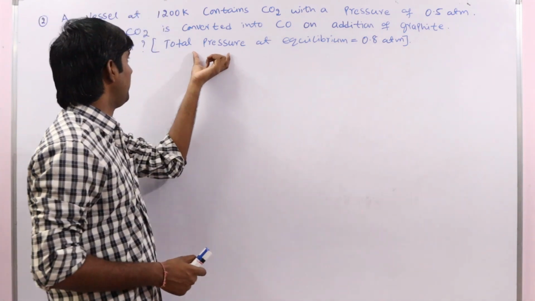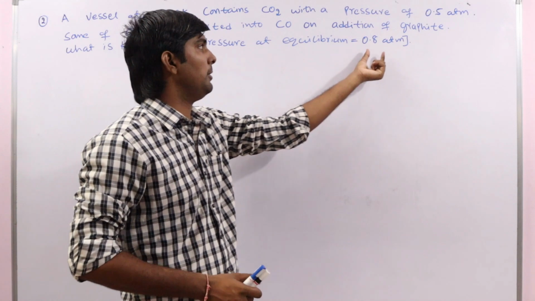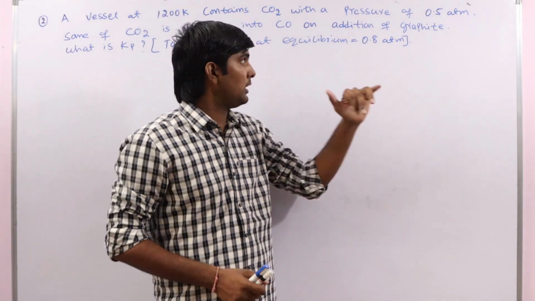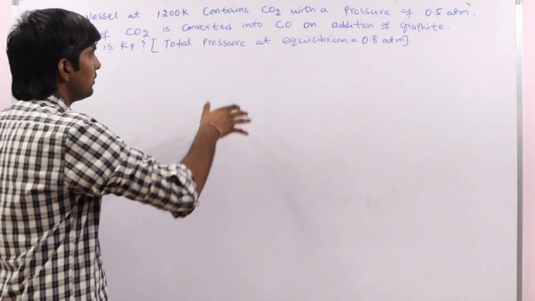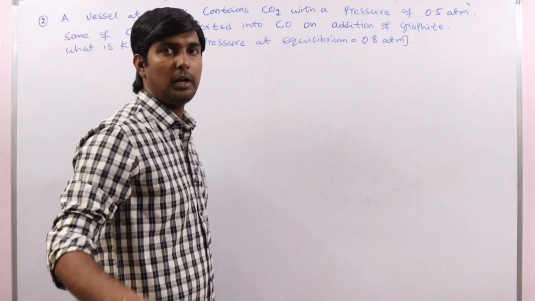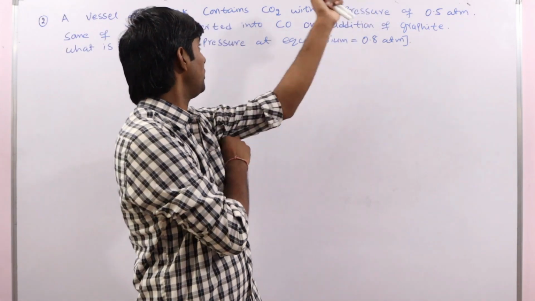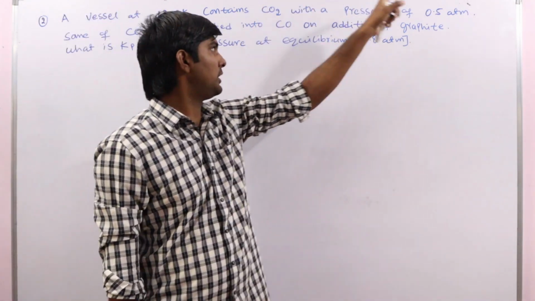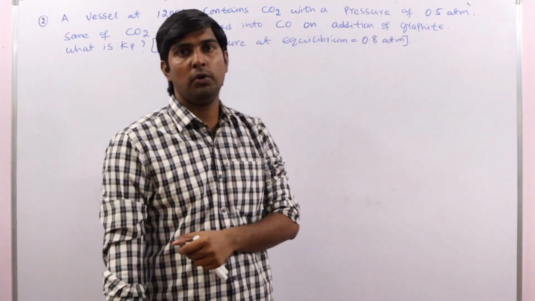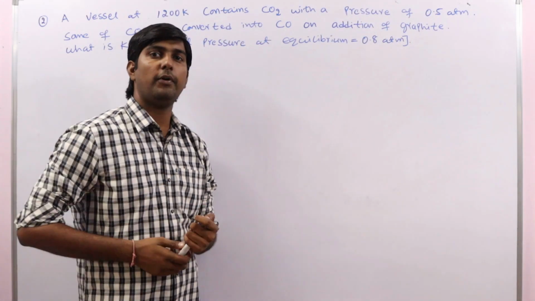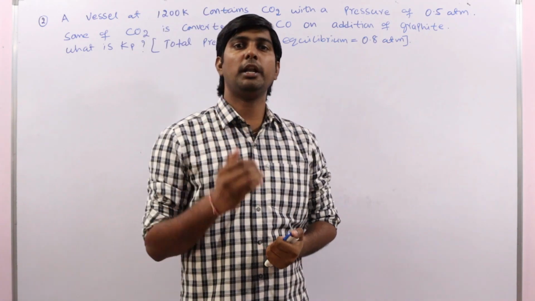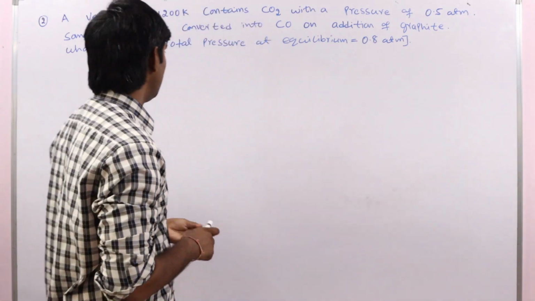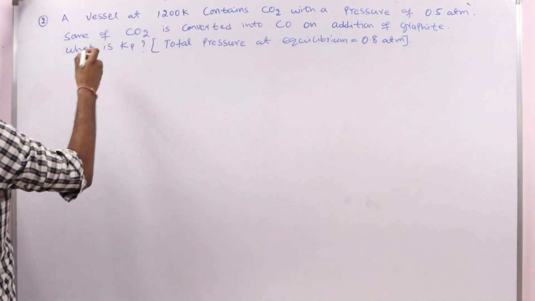And also here provided the total pressure at equilibrium. Okay, see here this is another model. So here total pressure at equilibrium is given and initial pressure of the CO2 is given. This is the initial pressure of CO2. So first we should find partial pressures at equilibrium. For that, first write the equation.